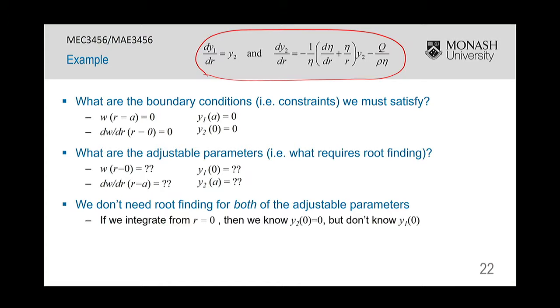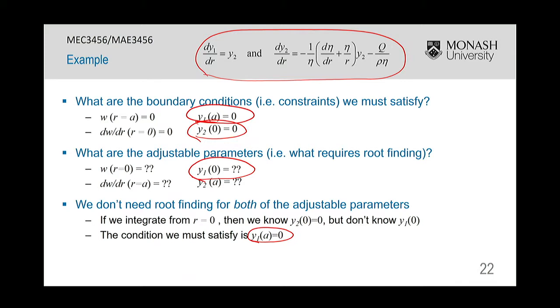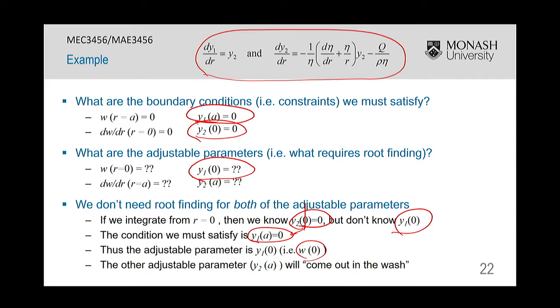So let's assume we're going to integrate from r is equal to 0, the centre line, to the pipe wall. So if we do that, we know what y2 of 0 is equal to. It's equal to 0. But we don't know what y1 of 0 is equal to. So that's an unknown. We know that the condition we must satisfy at the wall is y1 of a is equal to 0. That's that condition up the top there. So therefore, it seems like these are the things that we can use, and this is the thing that we don't know. So this then becomes our adjustable parameter, y1 of 0, in other words, the velocity at the centre line, and we do the root finding problem for this.